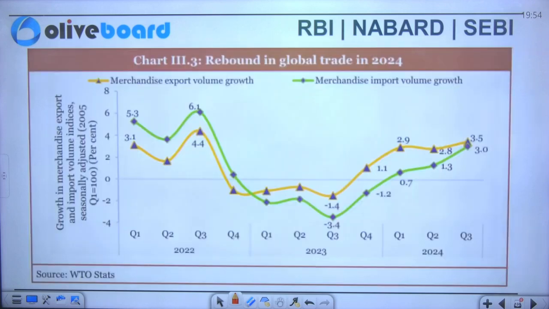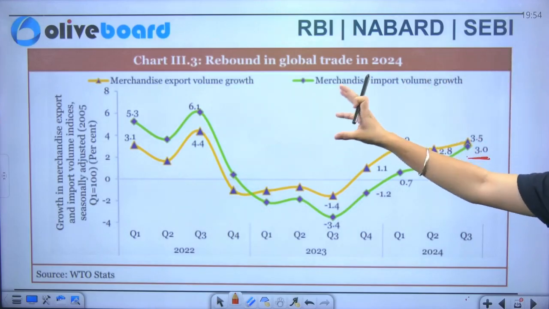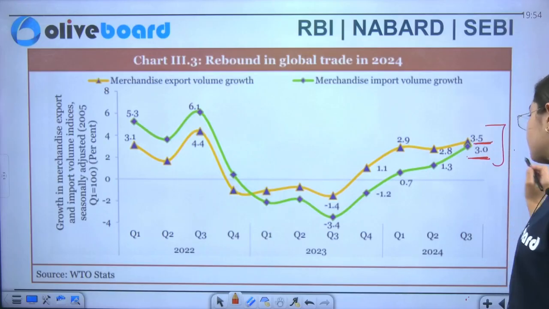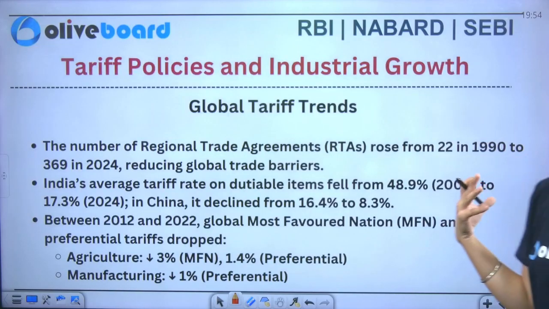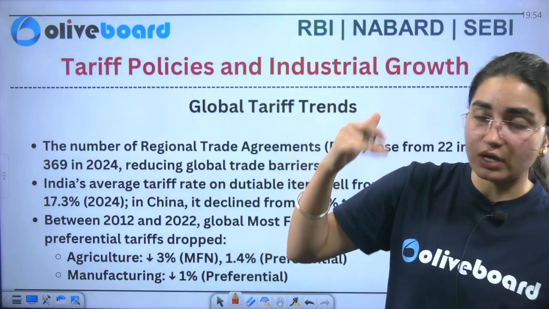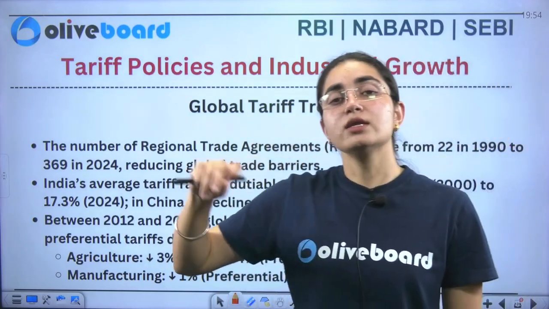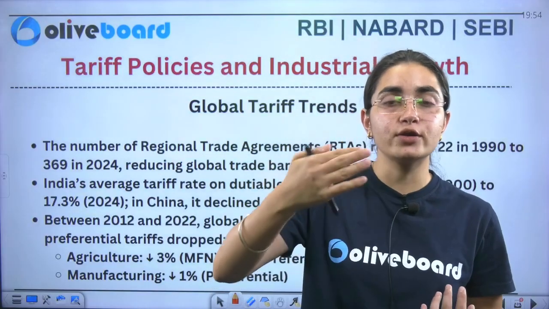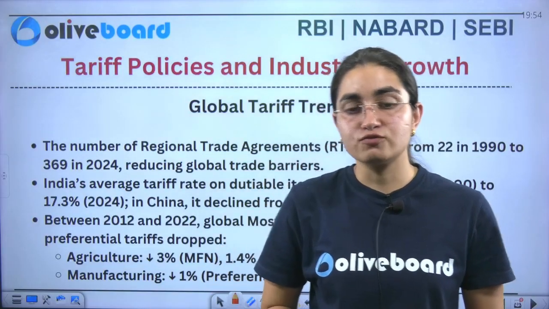So now you can see the chart here. Merchandise export volume growth has been shown and merchandise import volume growth has been shown. If I talk about the import here, you can see it is lying here at 3%, and if I talk about the merchandise export volume growth, it has increased by 3.5%. Of course, the situation is better when we focus on exports rather than focusing more on imports. So if exports are increasing, that is a good situation for our economy.